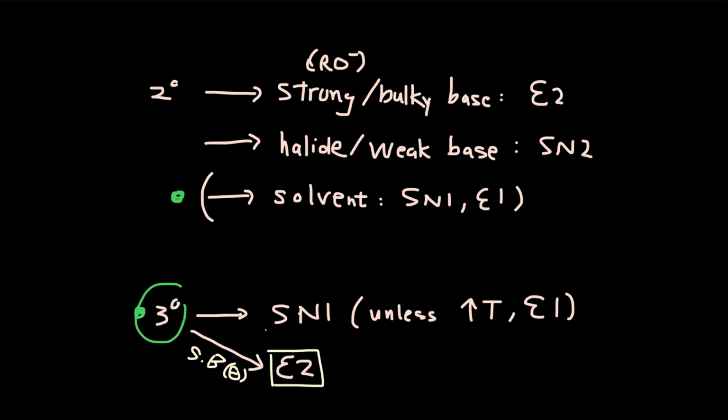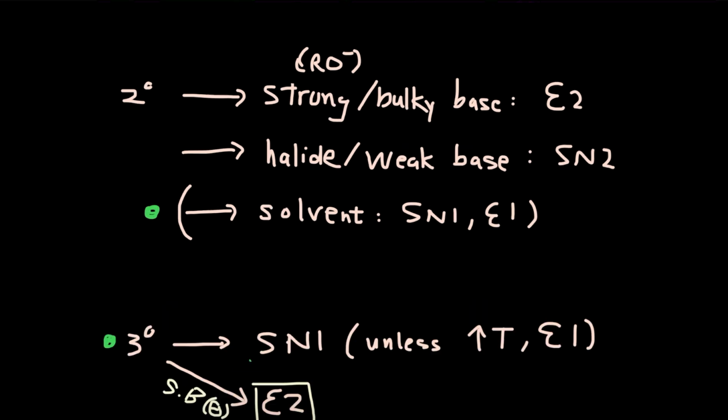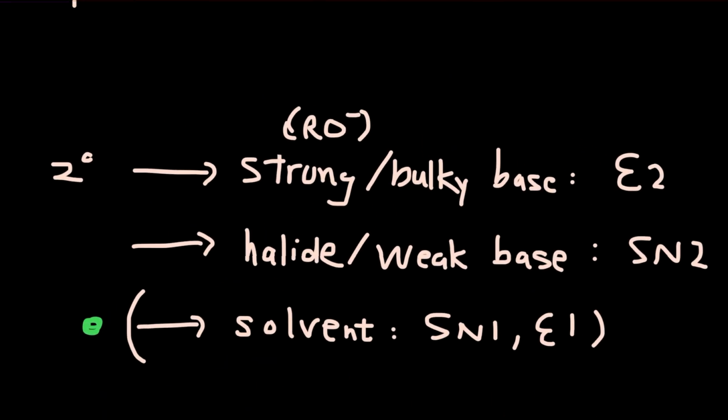And anytime you have a strong base, you will have an E2 product. Even if it's a tertiary alkyl halide, strong base means E2 product. Okay, so strong bases usually have this form. It's an R with an O minus, or there's a bulky base like tert-butoxide. So if you see any strong base, bulky base, E2.